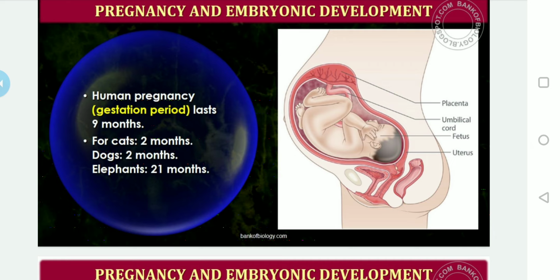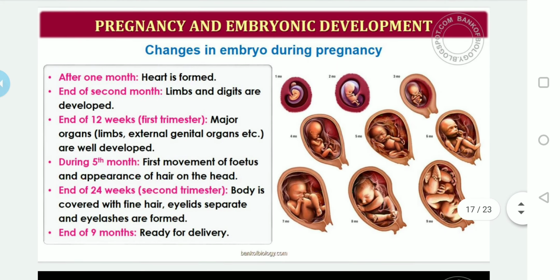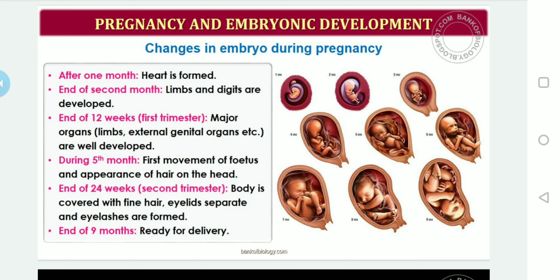Okay, you just imagine how long it will be, isn't it? Yeah. And if you see the changes in the embryo or embryogenesis, or we can also say embryonic development, the changes in embryo during the pregnancy, how it will be. Based on this, a number of times they were asked a few questions in the competitive exams also. So that's why let me tell you in detail, after 1 month, how we will identify.